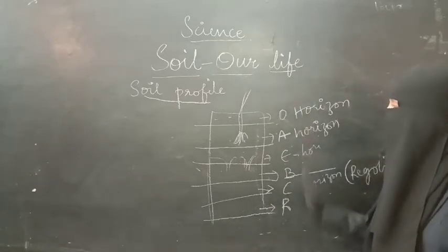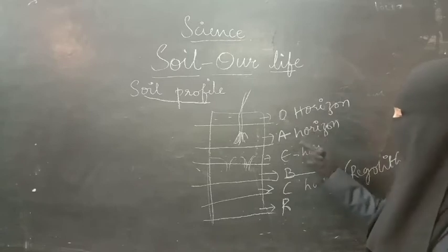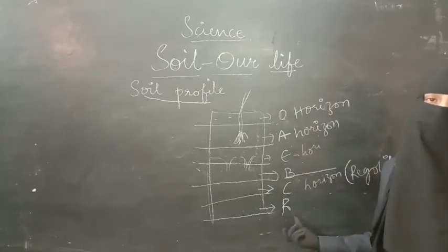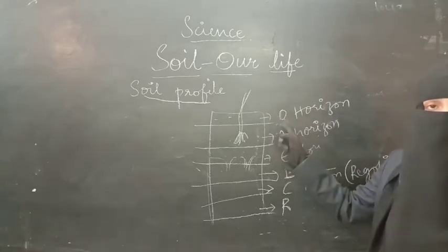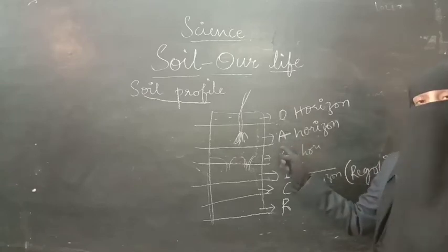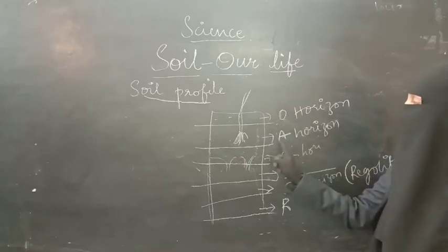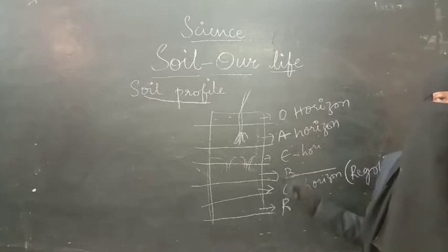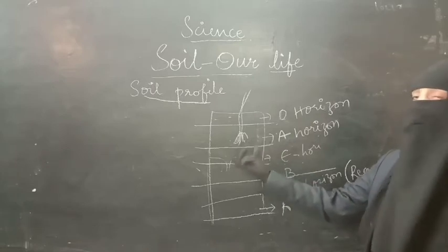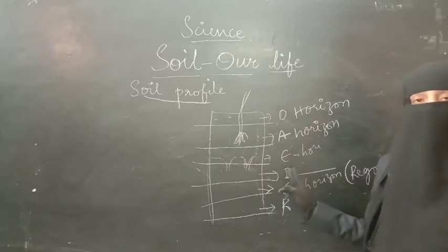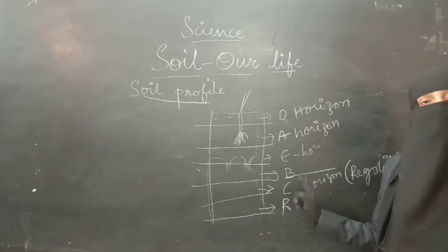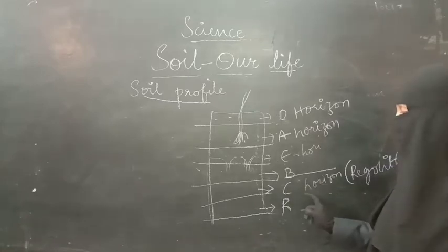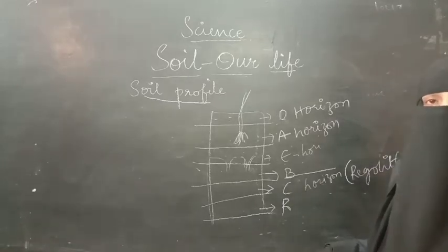So as we know here, O, A, E, B, C, R are the horizons, and we have alternate names for these horizons. The O horizon is called the surface litter. The A horizon is called topsoil. In this layer only seeds can germinate and the roots of plants can penetrate, and here it is a more fertile layer. Next one is the E horizon. It is also called the eluviation or the leaching layer. Then the B horizon is called subsoil, and the C horizon is called regolith. The R horizon is called bedrock.